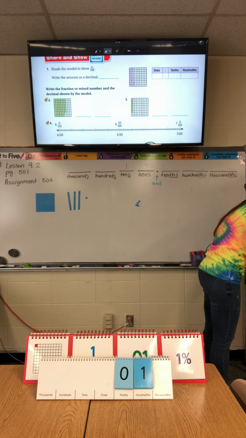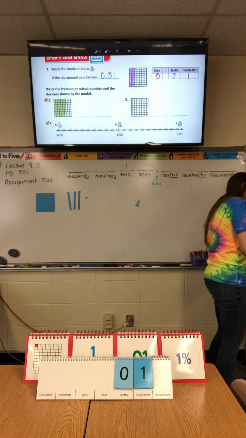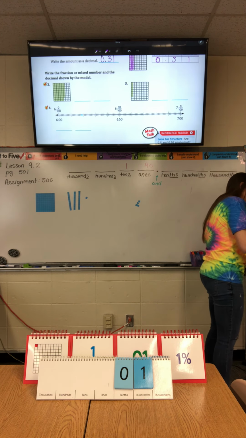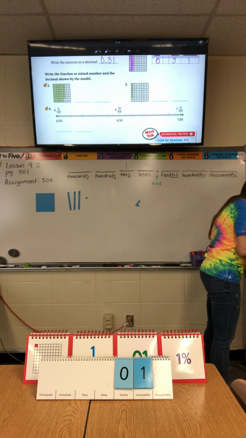So 3 tenths and then 1 hundredth. So that is 0 wholes and 3 tenths and 1 hundredth, so 0.31. Write the fraction or mixed number and the decimal shown by the model.